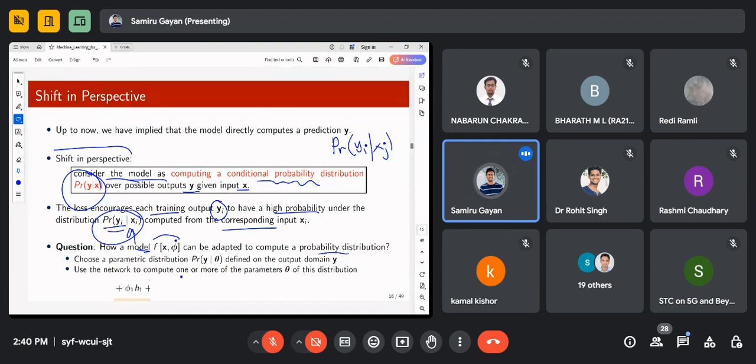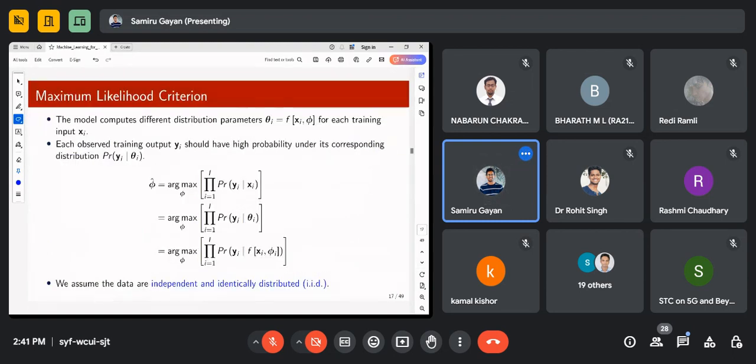That's the question. So what we do is we choose a parametric distribution. So we know that this is a probability distribution. We choose a parametric distribution, which we can represent using probability of y given theta, defined on the output domain. I'll give an example later; it will be more easily understandable then. But instead of directly predicting this one, we find a parametric distribution and we use the network to compute one or more parameters of that. What this means is, for example, the model can compute different distribution parameters theta i according to this.